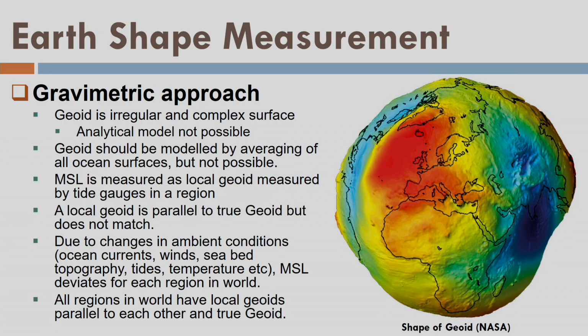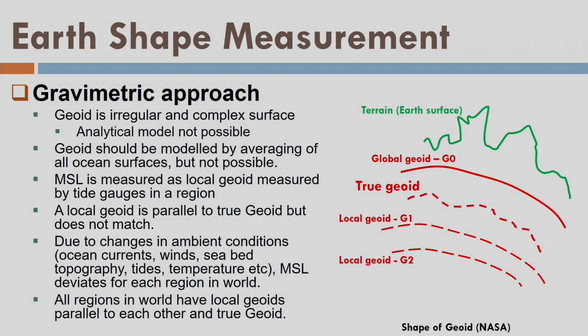Okay, so this is the idea here. Now as I said, there are various factors like ocean currents, winds, seabed topography, tides, temperature, etc. They keep on varying, and hence these also decide the different levels of equipotential surface. So one surface is like this, curvilinear, another is parallel to this, and so we have local geoids in each and every country. It is shown here.